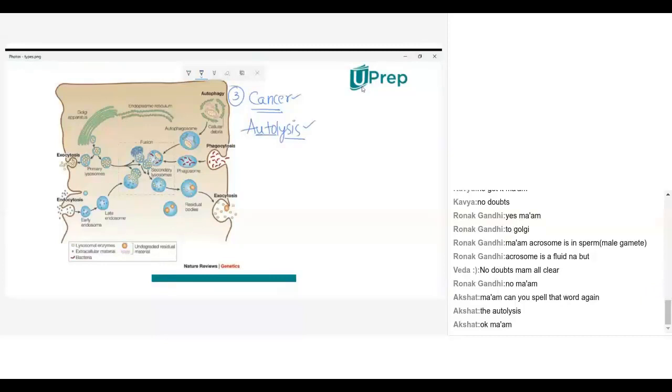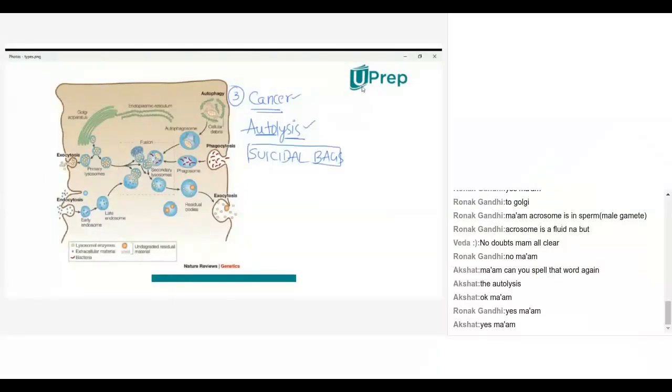Okay. See, autolysis is something related to the word suicidal bags. I already talked about this when we started the lysosome concept. Do you remember why we call lysosomes suicidal bags?